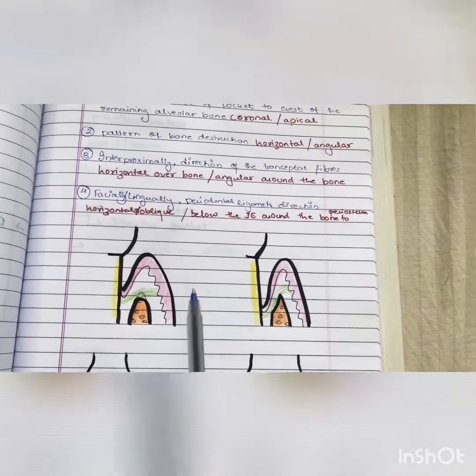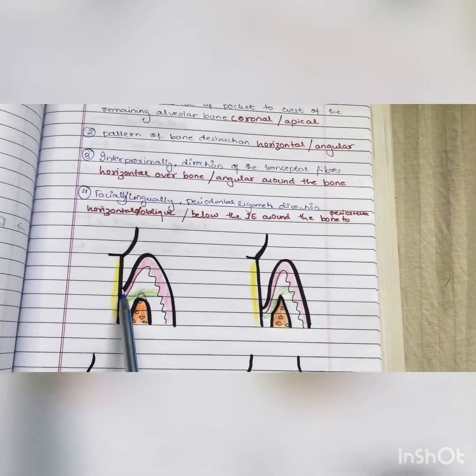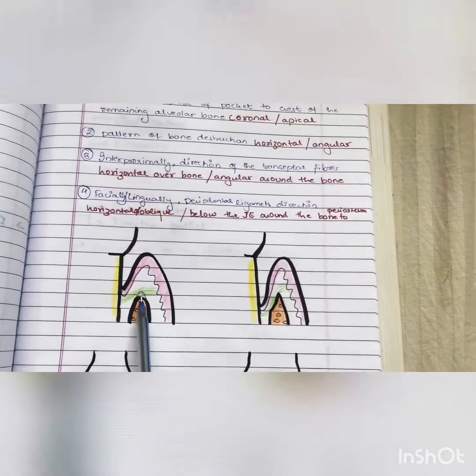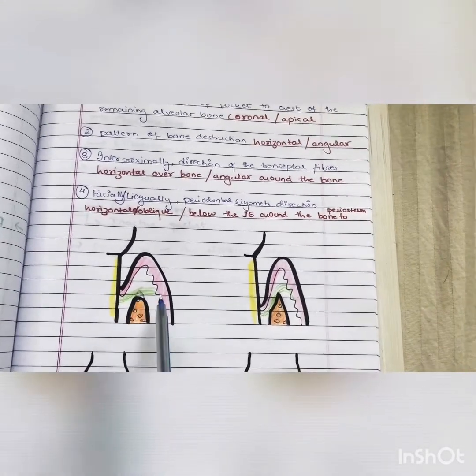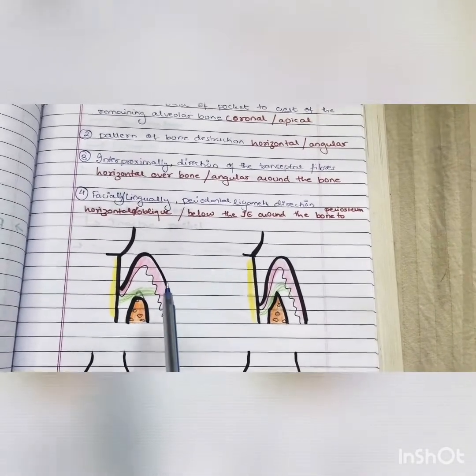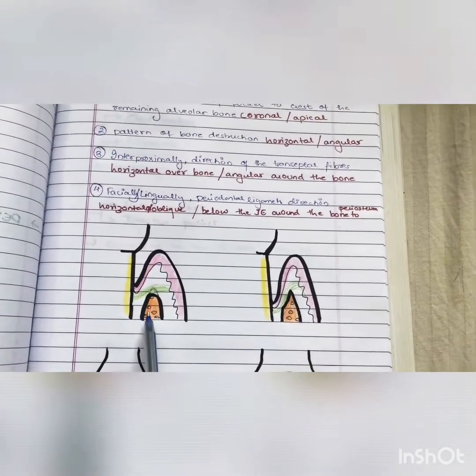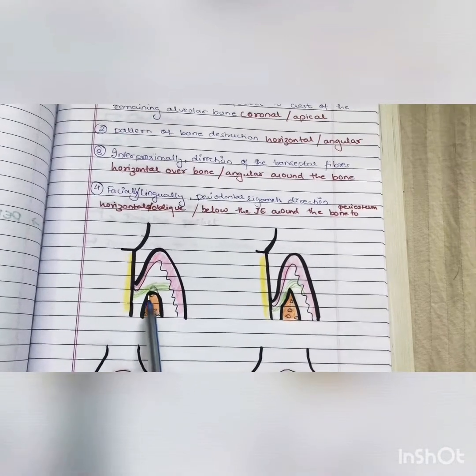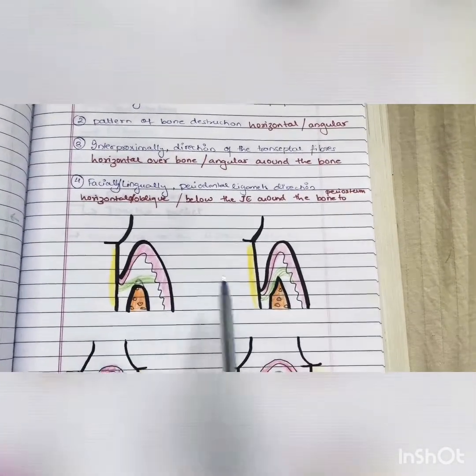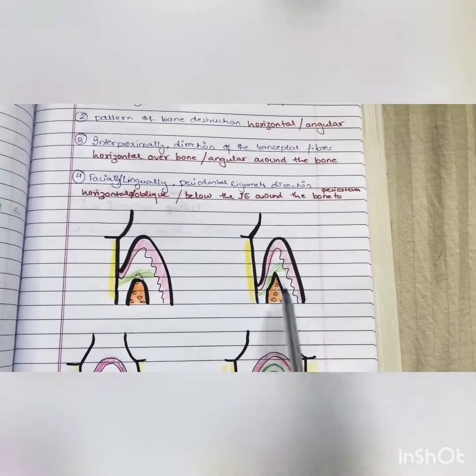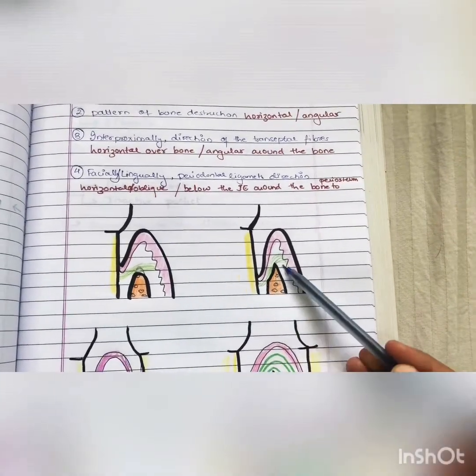Now I would like to insist over here to use the terminology base of the pocket and crest of the alveolar bone because it's very important for clear understanding. Next is the pattern of bone destruction. In case of your suprabony pocket, the pattern of bone destruction which can be seen is more horizontal, whereas in case of your infrabony pocket, the pattern is angular.